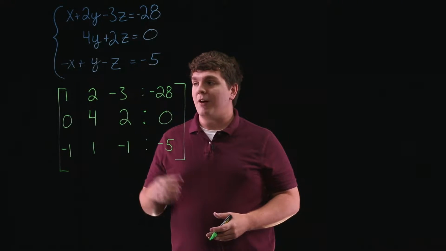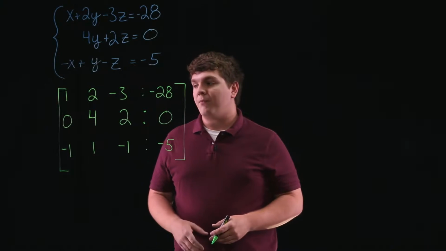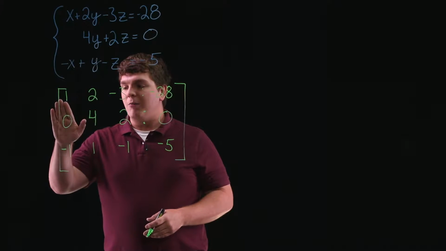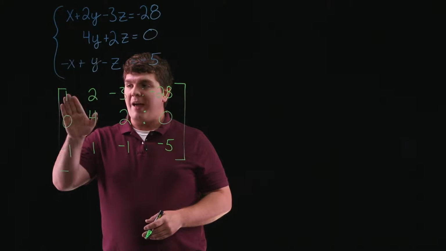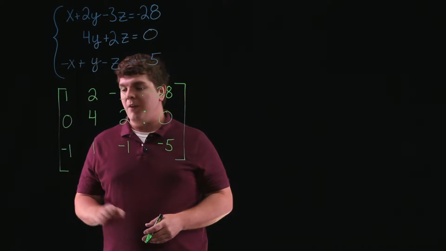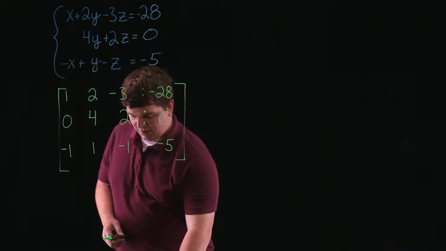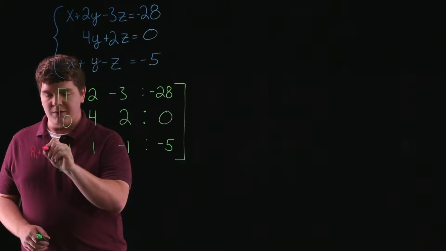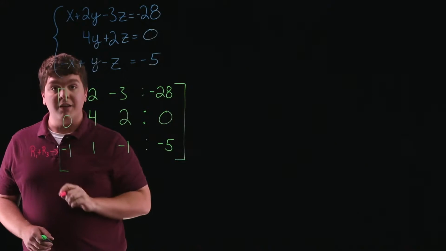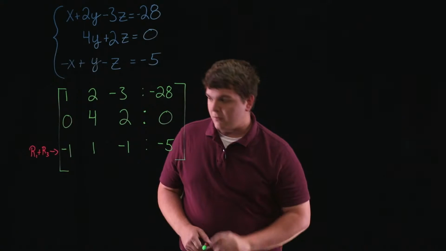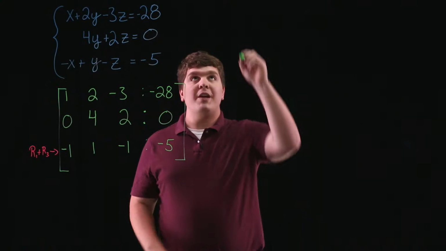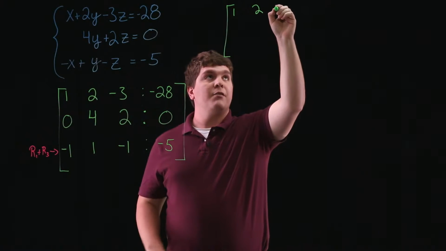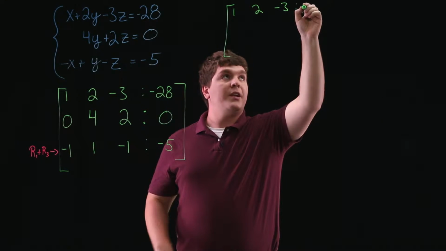Now what we want to do is try to write this matrix in echelon form. We already have a 1 in the upper left-hand corner, but from here we can add the first row to the third row in order to clear out this -1. So let's do R1 plus R3, and place it into the third row. In doing so, our first row will remain the same: 1, 2, -3, -28.